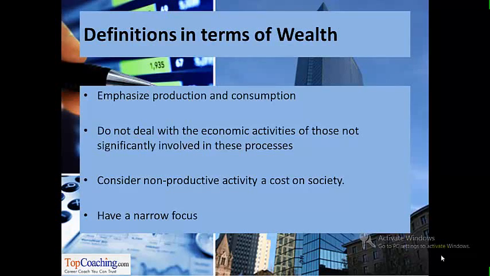Various definitions of economics in terms of wealth emphasize production and consumption. They do not deal with the economic activities of those who are not significantly involved in these two processes, for example, retired people or beggars. For economists of this period, non-productive activity is a cost on the society. This interpretation of economics gave it a narrow focus that was rejected by many as placing wealth in the forefront and man in the background.